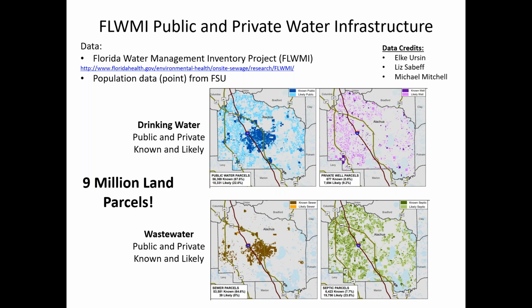What they have done is they've gone to all of the land parcels in Florida, and they have determined, is the drinking water public or private, and is it known for sure, or is it likely? And the same thing for wastewater. So you see that there's a lot going on here. And how do you make a map that can generalize all of this at one time?